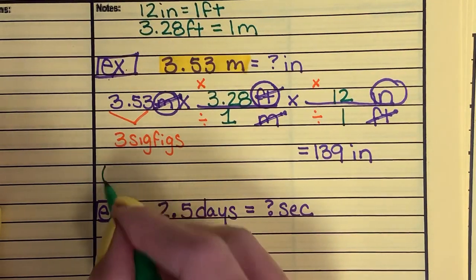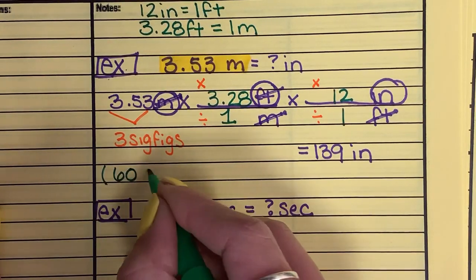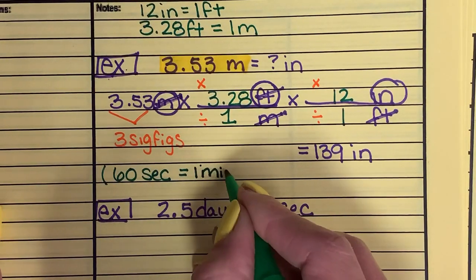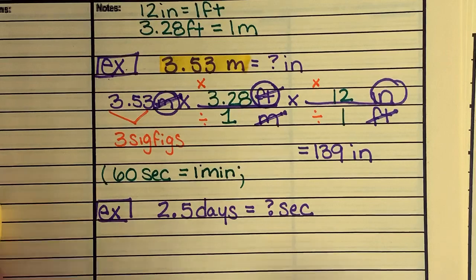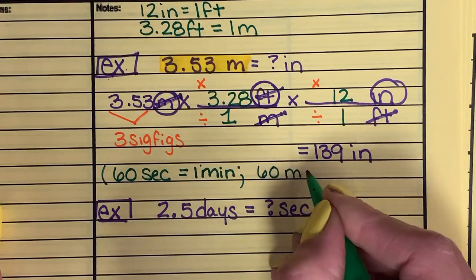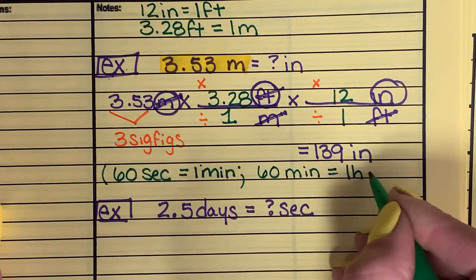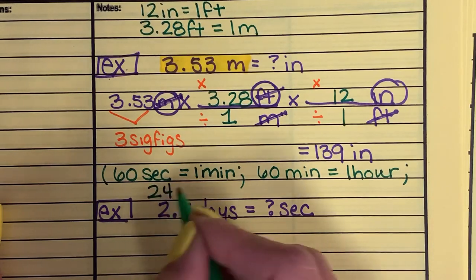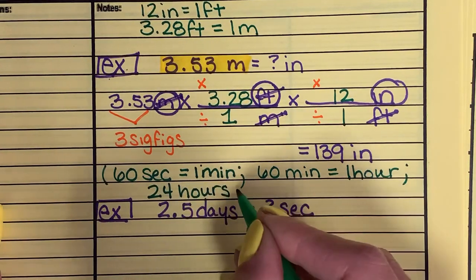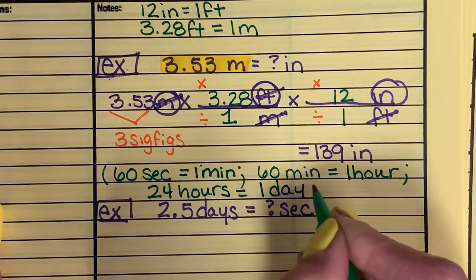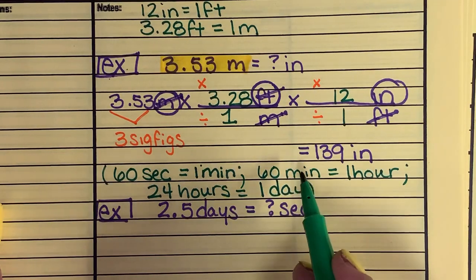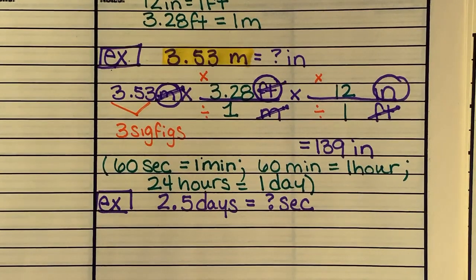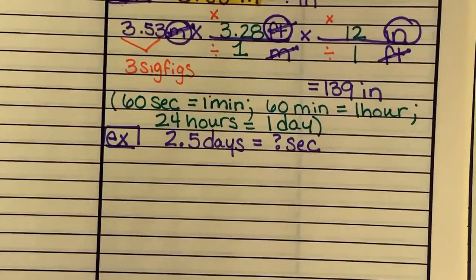Let's see. I know that 60 seconds is equal to 1 minute. I know that 60 minutes is equal to an hour. And I know that there are 24 hours in one day. I have 1, 2, 3 equivalent statements, so I'm gonna need 3 steps. Take a couple minutes, try to set this up, see if you can solve it.